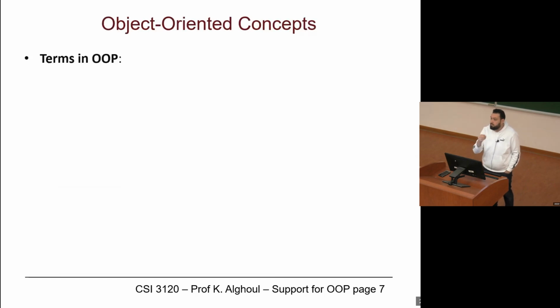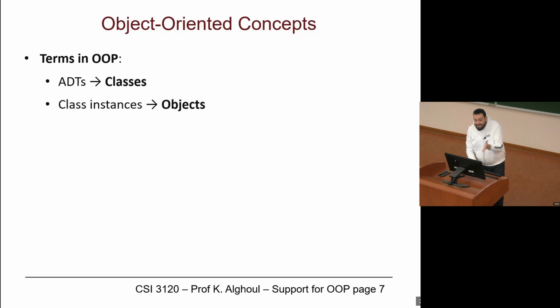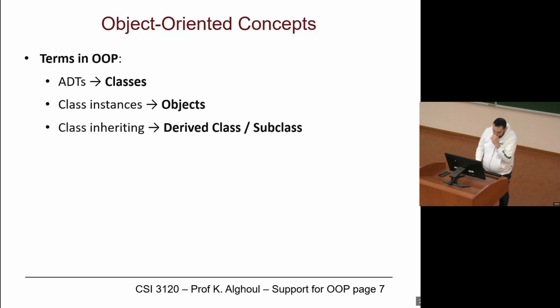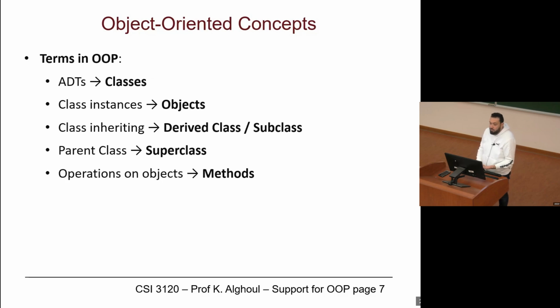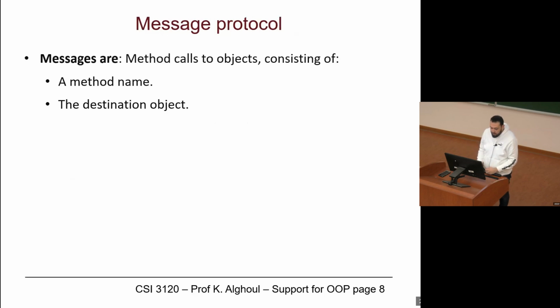Now, just a few concepts terminology-wise. Moving from abstract data type to object-oriented programming, ADTs, now we're going to call them classes. So each time we say this is a class, what are you thinking about? Encapsulation, hidden information, all these kinds of things. Class instances are objects also. Class inheriting are derived class or subclass, so both of them are the same thing. Parent class is superclass. Operations can be methods. So these terminologies, if we use them interchangeably, are the same.